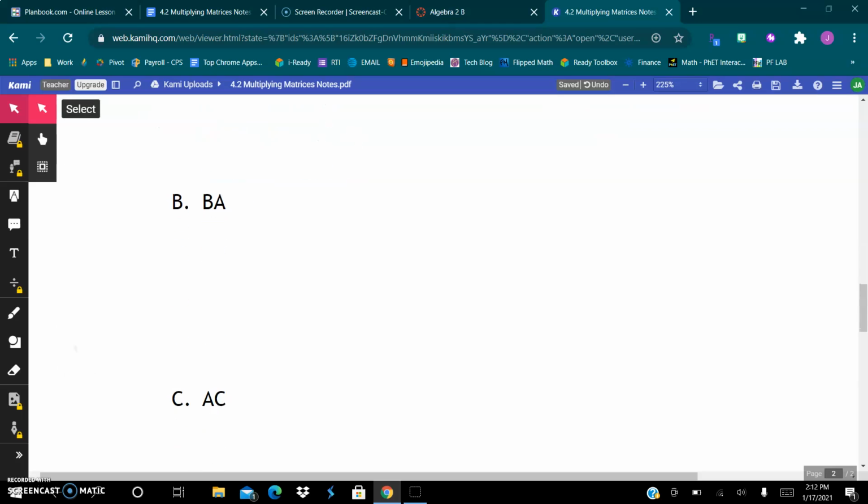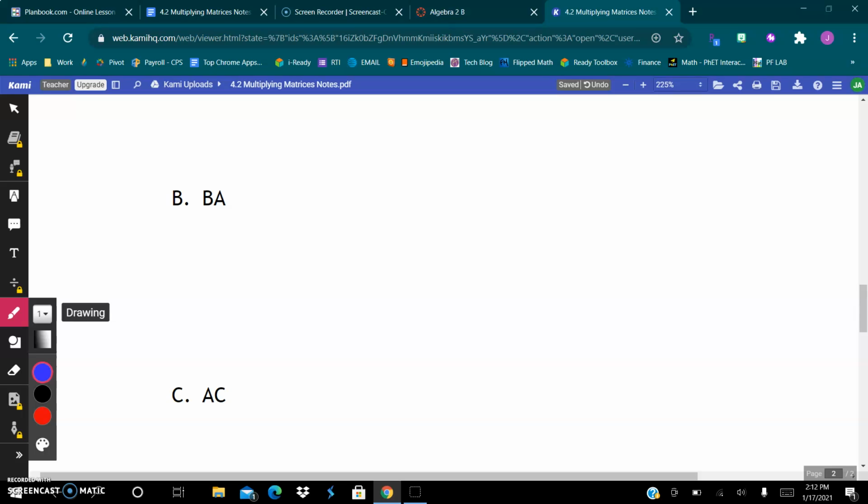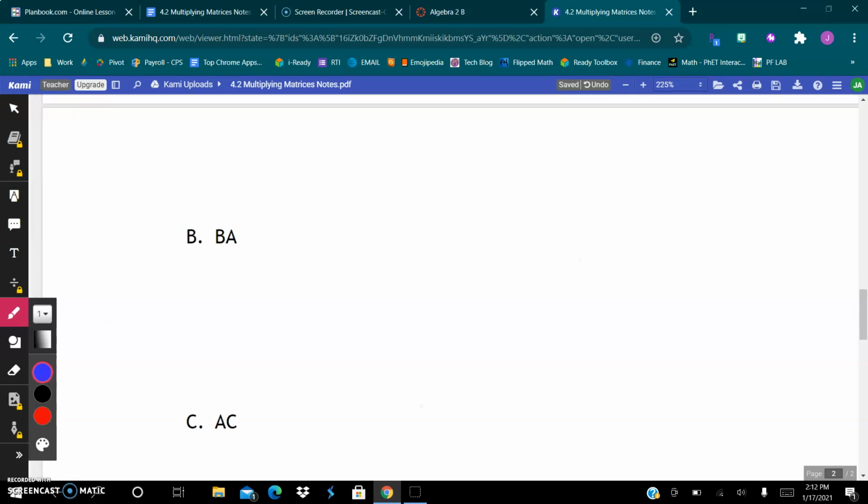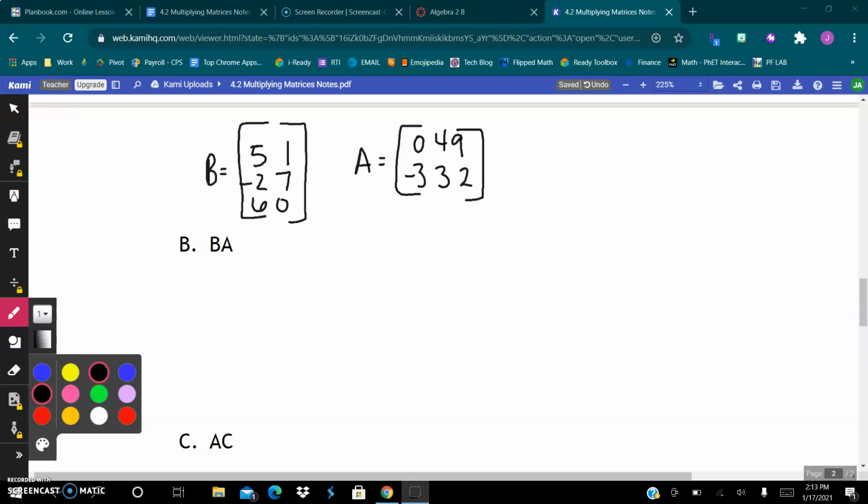All right, and then we have B times A. So I'm going to rewrite those up here at the top of the screen so that we don't have to keep sliding back. Right, so let's check out our dimensions. B is a 3 by 2, and A is a 2 by 3. So our inner numbers are the same, and we're left with a 3 and another 3. So that means our final answer is going to be a 3 by 3 matrix.